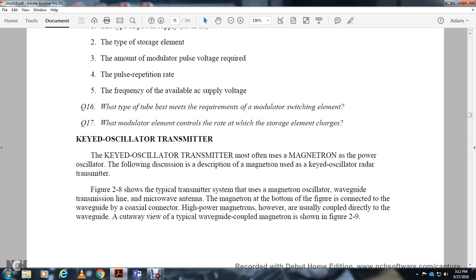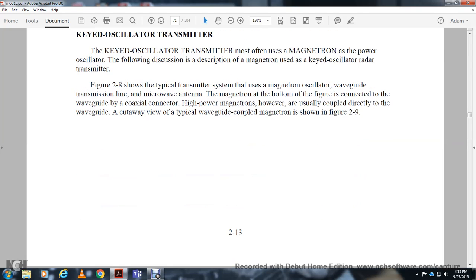The key oscillator transmitter opens up the magnetron as the power oscillator, with the following discussion describing the magnetron key oscillator radar transmitter. Figure 2-8 shows a typical transmitter system with the magnetron oscillator, waveguide, transmission line, microwave antenna. The magnetron at the bottom of the figure is connected to the waveguide, with the coaxial connection used for high power. The magnetron's output is usually coupled directly to the waveguide, with a cutaway of a typical waveguide coupled to the magnetron shown in figure 2-9.